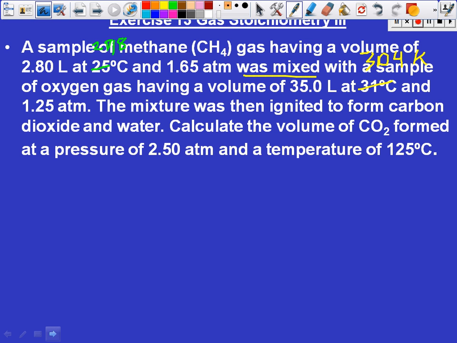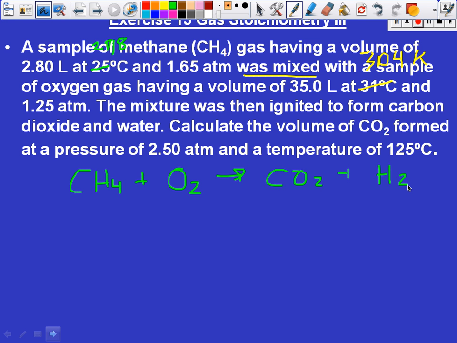304 K and 1.25 atmospheres. The mixture was then ignited to form carbon dioxide and water. So we already know that we're going to need a reaction for this, just because of the way it's worded. All right, so CH4 plus O2 yields CO2 and water.